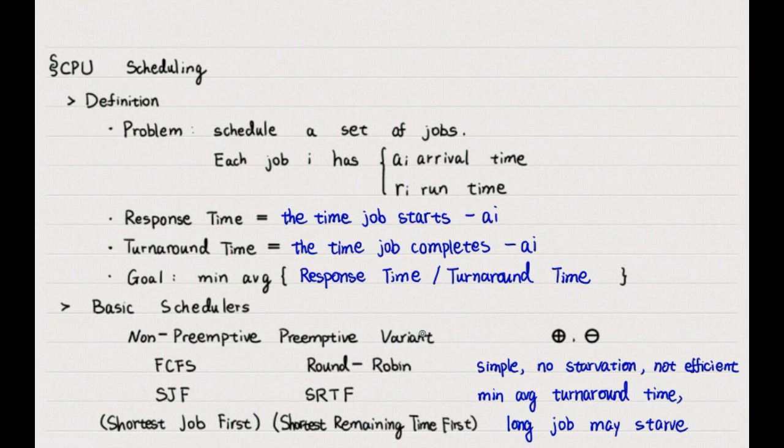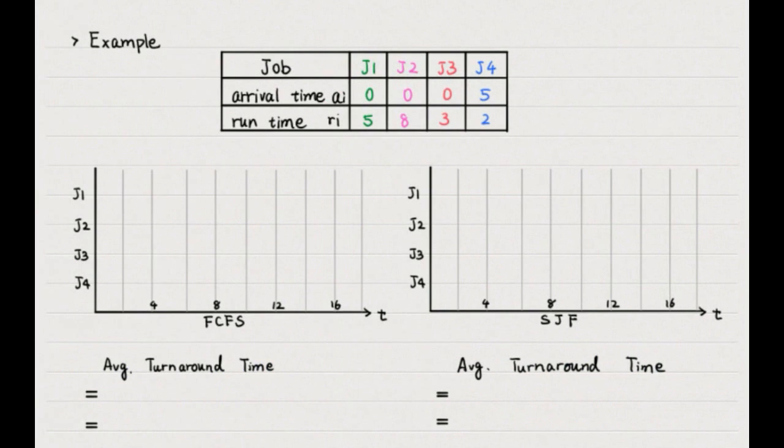The preemptive variant of first come first serve is round robin, and the preemptive variant of shortest job first is shortest remaining time first. Let's look at this example here. We want to schedule jobs J1, J2, J3, and J4. Let's first use the first come first serve scheduler.